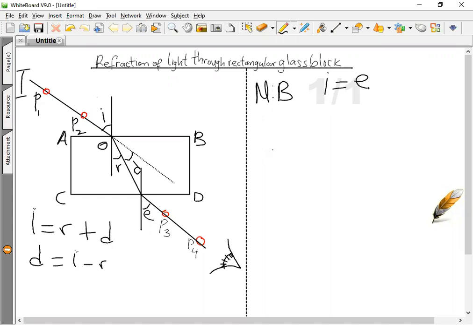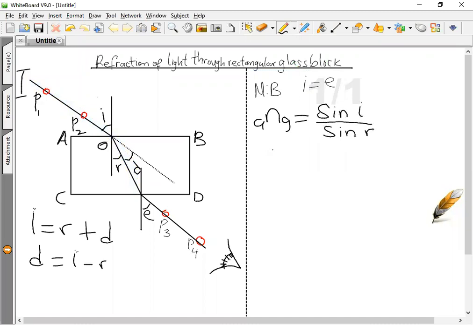Now, I will quickly try to explain this, and I want you to be very careful. This is like a little proving, which I want you to understand and grab. When your light ray is entering from air into glass, you have the refractive index of glass equal to sine i over sine r. Are you getting this? Sine i over sine r.